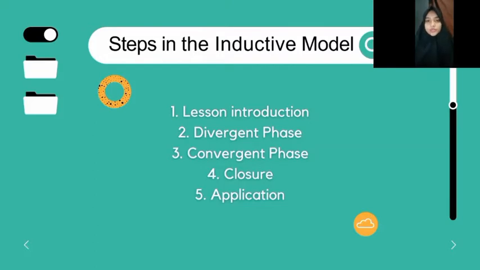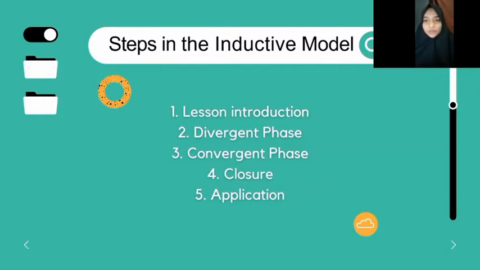We can ask the students, for example, "Today we learned about this material," so we can ask them to connect this material with the previous material, so it can make them think critically, and it will help them a lot.